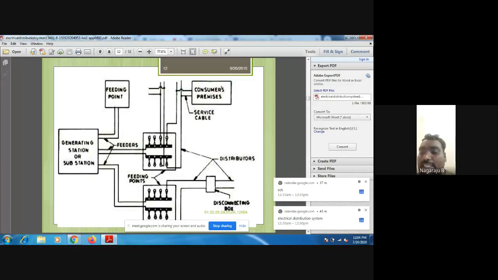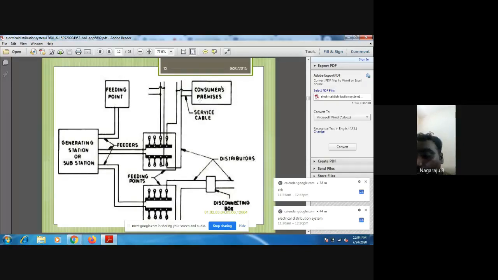So from the generating station or substation, we will have feeder points. One, two, three points are there. Those are connected in parallel to the consumers' distribution lines, various distribution lines. Those distribution lines are connected in parallel to the consumer premises through the service mains or service cable.